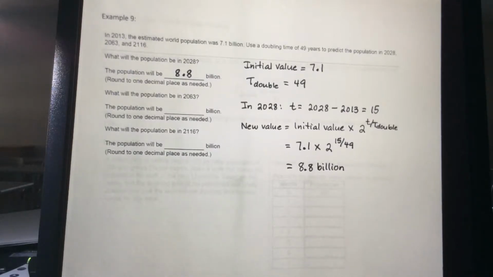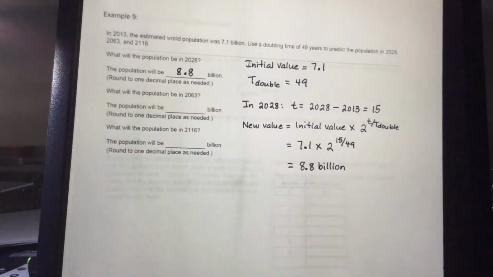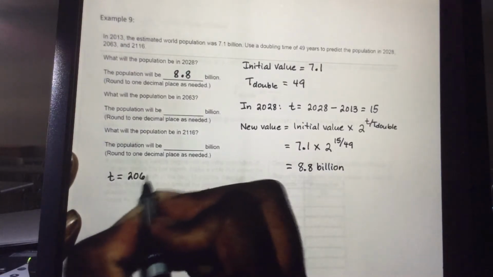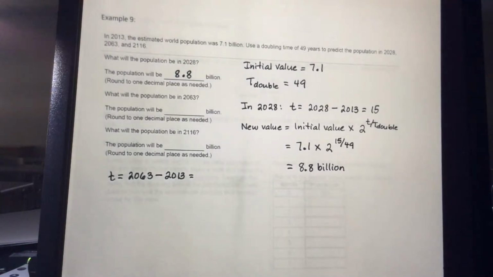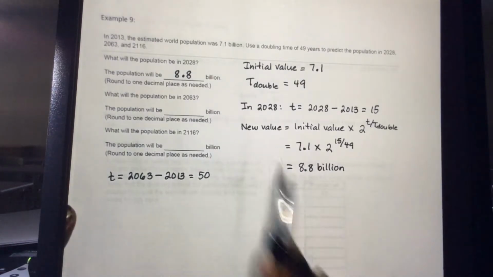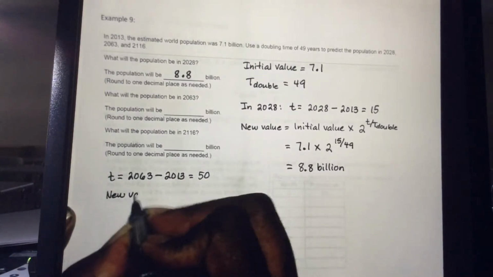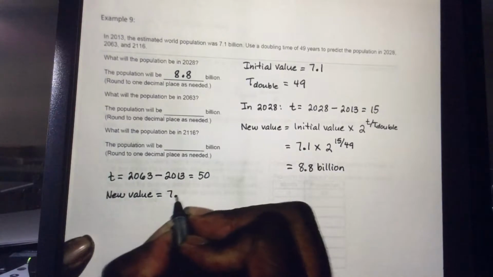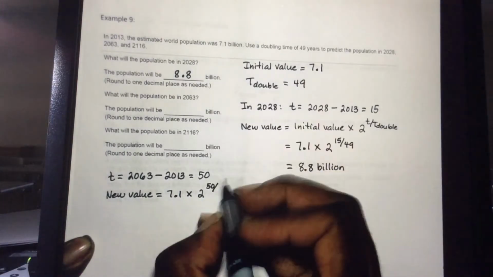And then what will the population be in 2063? Okay. Our initial value is still 7.1 and t sub double is still going to be 49. So here, lowercase t, this time it's going to be 2063 minus the 2013. So 2013 from 2063 will be 50. So the time would be 50. Okay. And I'm still going to use this formula right here, the new value, and I'm not going to write it again. The new value is the initial value, which was 7.1 times 2 raised to the lowercase t, that's 50, divided by t sub double, that's 49.